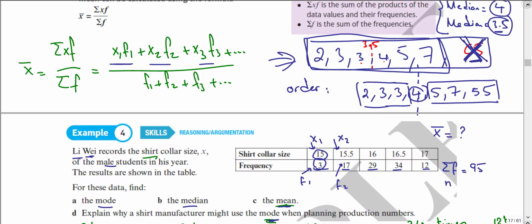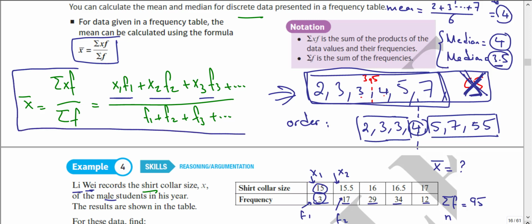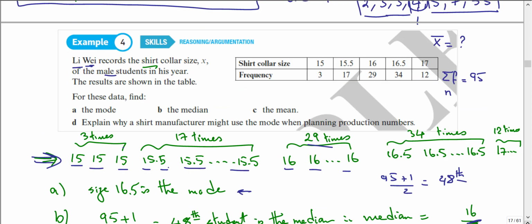So what's the rule to use to get the mean? It's this rule. I wrote it down here again one more time. Can you write it down? Come on, write the rule. Okay. Now, they say find the mode. Look at the frequency table and tell me what's the mode.